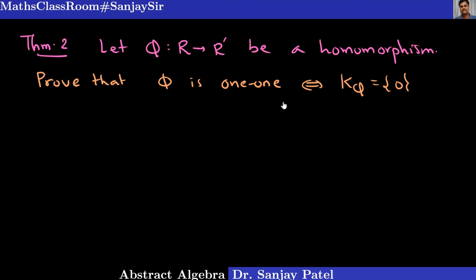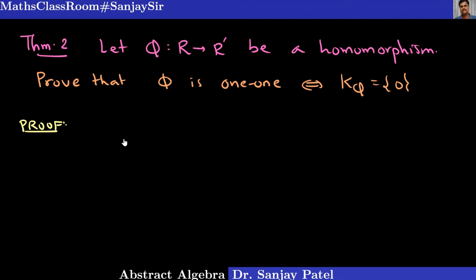If you recall, we have proved a similar result about linear transformation in linear algebra, that if a linear transformation T from U to V is given, then T is 1-1 if and only if its null space is 0. And you know what the null space is? Null space is also the set of zeros of the linear transformation T. So here the K phi is also the set of zeros of the homomorphism phi. So all these are similar concepts, and this is a very useful result about homomorphism. So let us prove this.